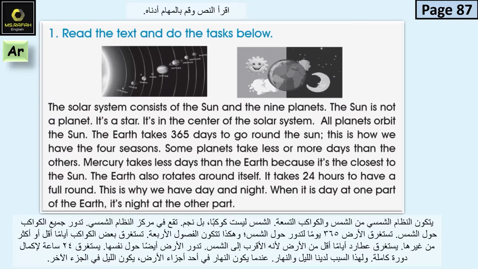Some planets take less or more days than the others. Mercury takes less days than the Earth because it is the closest to the Sun. The Earth also rotates around itself. It takes 24 hours to have a full round. This is why we have day and night. When it's day at one part of the Earth, it is night at the other part. Stop the video and read the text. Make sure that you know all of the new words. Then complete with me.